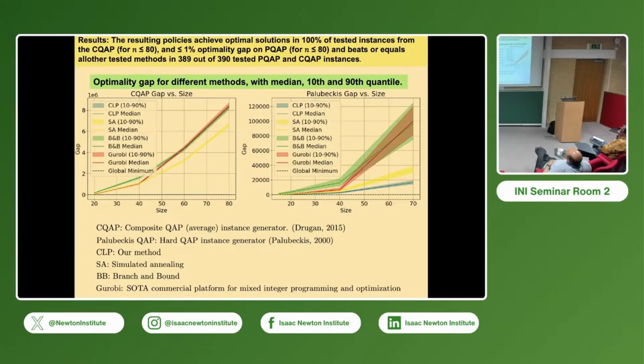So this is how you would do for this average hardness instance generator. Essentially, up to problem size 80, the proposed approach is going to solve the problem exactly. And it does so in real time. This is what you get with simulated annealing, and this is what you get with Gurobi. This is for the hard instance generator. Here you're going to solve 99% of all the problems, and this is what you get with Gurobi.